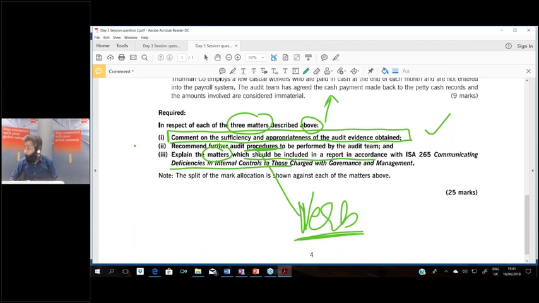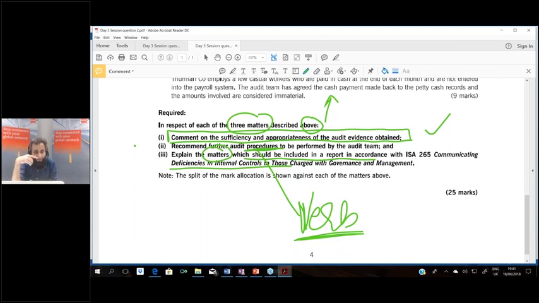I hope all of you are clear with the requirements. The first requirement is the one we discussed today in day 3. The second is a very simple requirement asking the student to write procedures. And the third says explain the matters which relate to deficiencies in internal control system. So obviously when I read the case, I'll get to know the deficiencies in the internal control system. The good thing with this question is comment on the sufficiency is 1 mark. Procedure is 1 mark. And every deficiency you explain is 1 mark. So whatever you do, you're getting 1 mark.